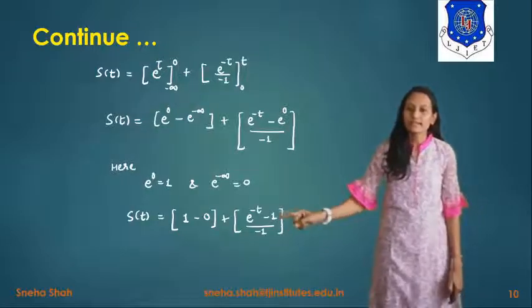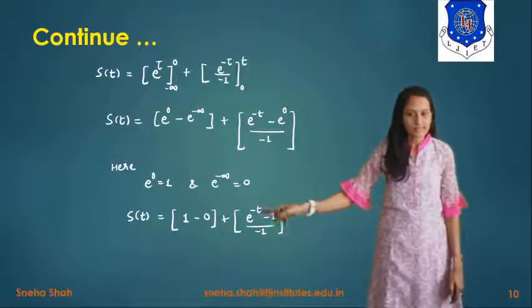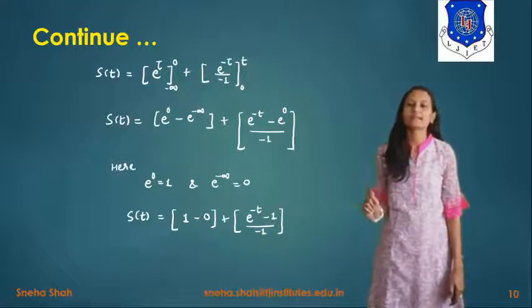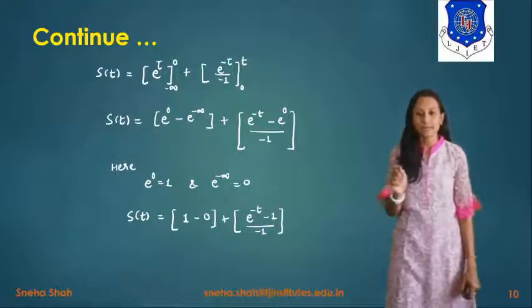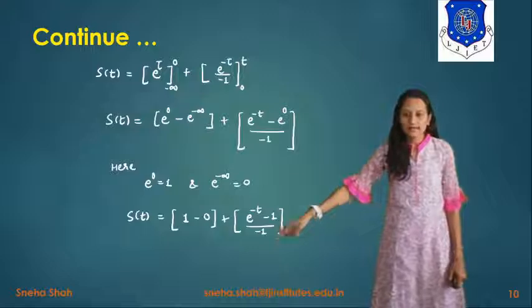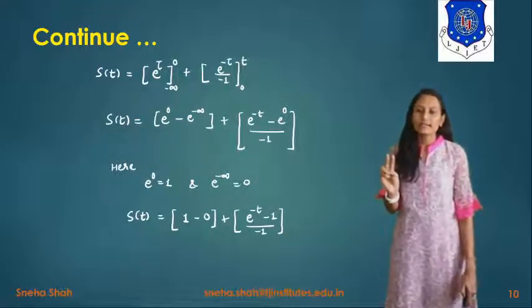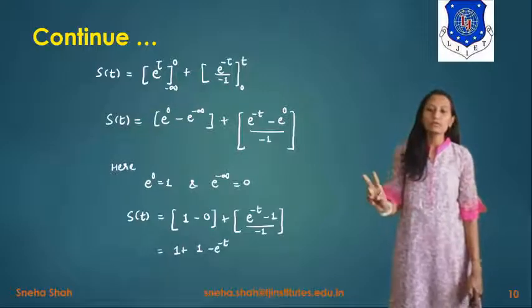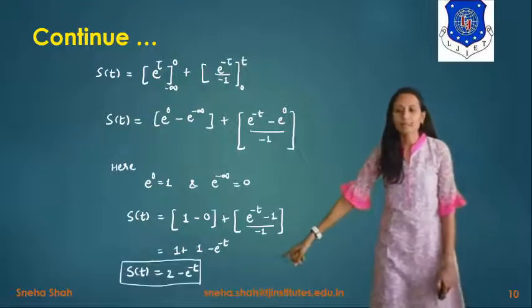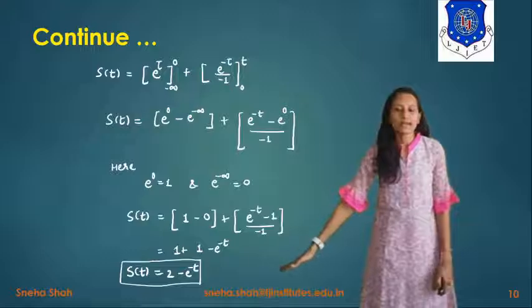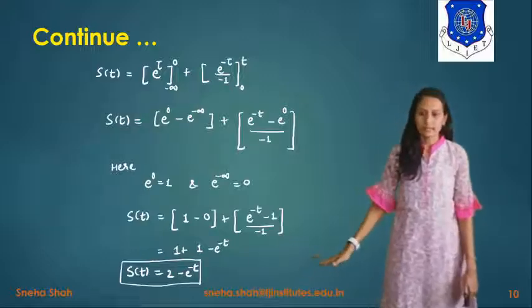If we simplify this, minus minus is plus and the minus goes over here, so it will be considered as minus e raised to minus t. This one is 1 and this one is 1, so 1 plus 1 is 2. So the final answer is s(t) equals 2 minus e raised to minus t. This way we can find the step response of any term. So we have found it for the continuous time signal.